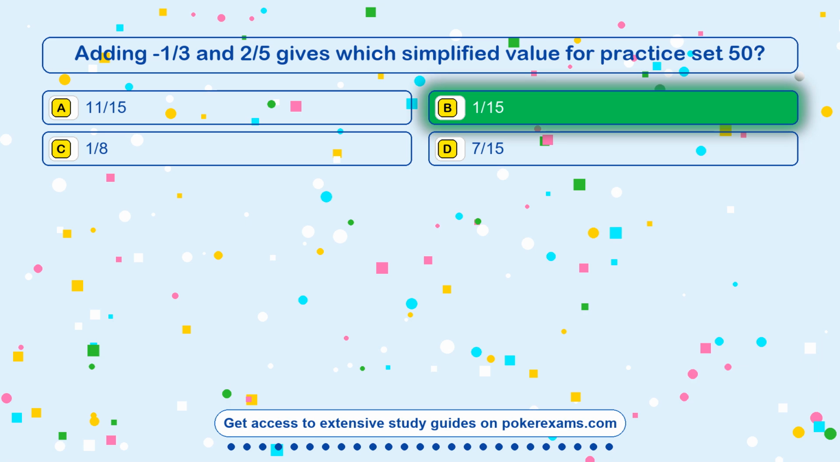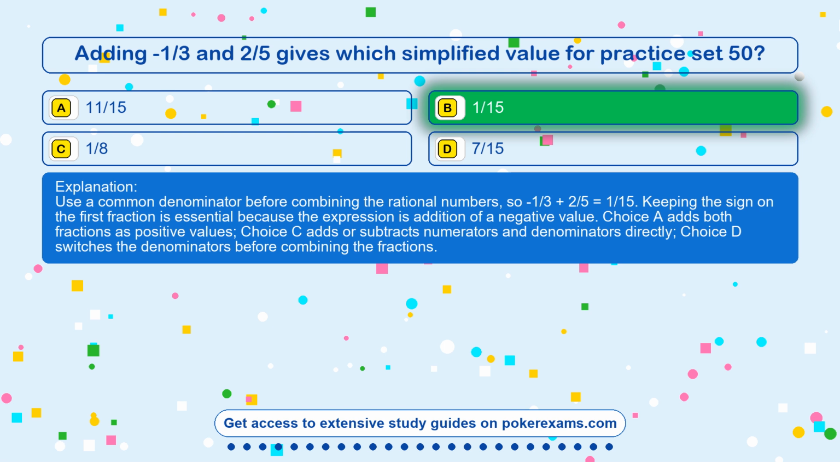The correct answer is option B, 1/15. Use a common denominator before combining the rational numbers, so -1/3 plus 2/5 equals 1/15. Keeping the sign on the first fraction is essential because the expression is addition of a negative value. Choice A adds both fractions as positive values, choice C adds or subtracts numerators and denominators directly, choice D switches the denominators before combining the fractions.